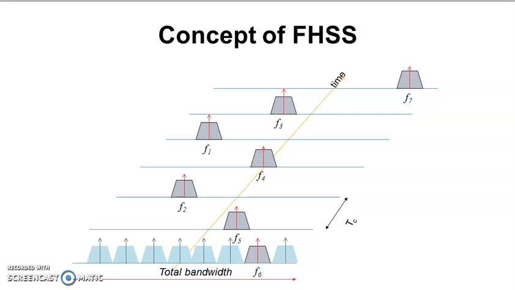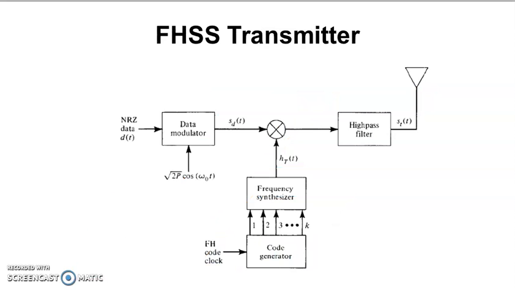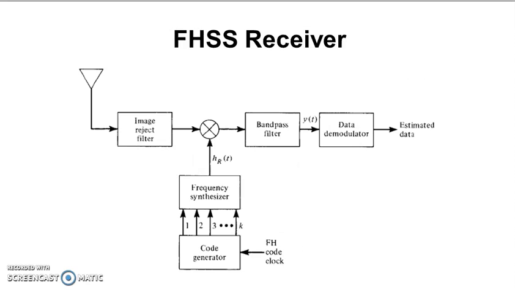Then we can separate the PN code at the transmitter and receiver. It has a code generator, a frequency synthesizer, and then a filter, that is a high pass filter. Similarly, for the demodulator we have a band pass filter for receiving the data. Here we have an image filter for rejecting noise and so on. So this is for the frequency hopping transmitter and receiver.